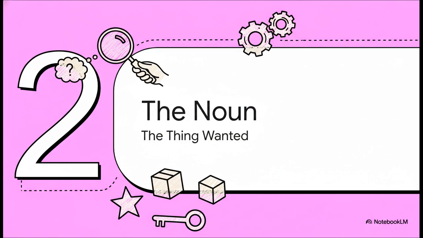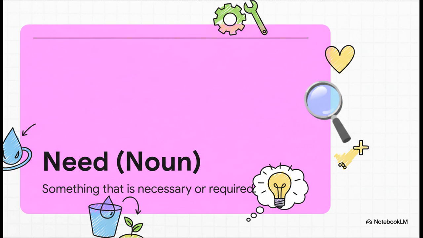Right, but need isn't just about the action of requiring something. The word can actually become the required thing itself. That's when it's being used as a noun. So when we talk about a need, we're talking about the actual thing, whether it's tangible or not, that's required. The word itself becomes an object, an idea, a concept that we can point to and discuss directly.